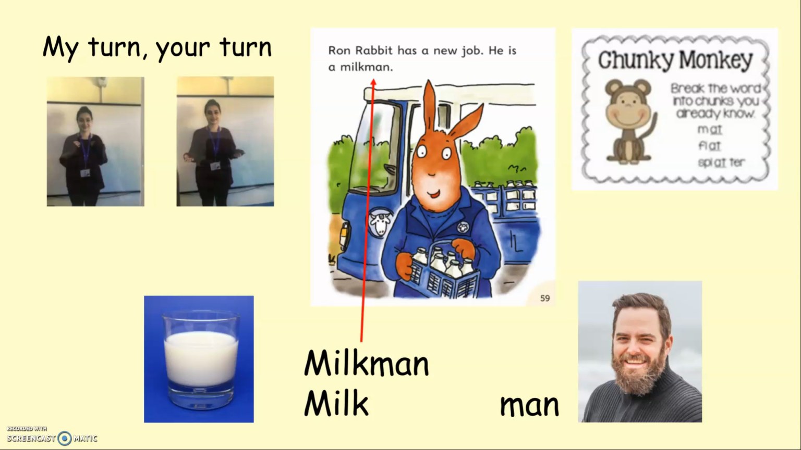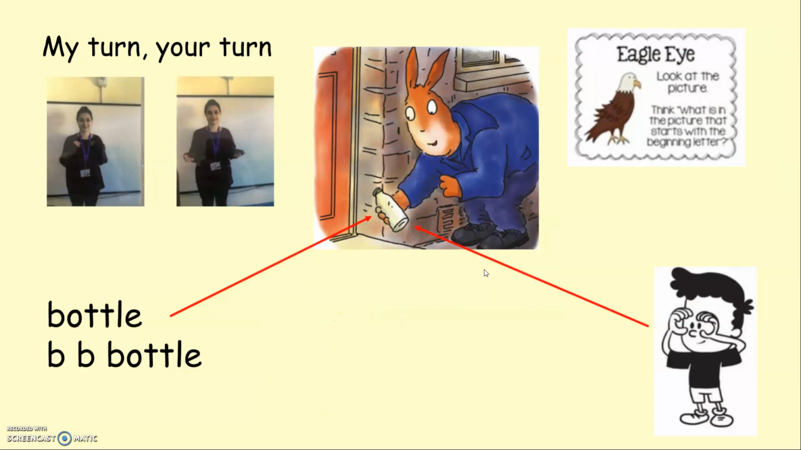Milk, man. Can you do that? Let's do that with me. Milk, man. Can you put it together? Milkman. This is a milkman. Ron Rabbit has a new job. He is a milkman. Yes, he is. Fantastic. Eagle eye is going to help us next.